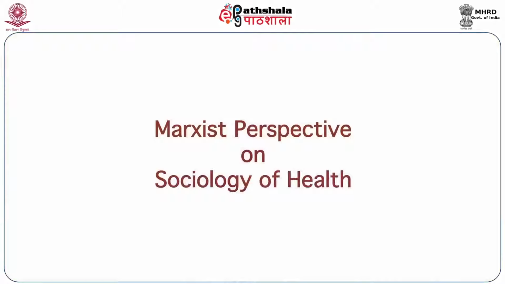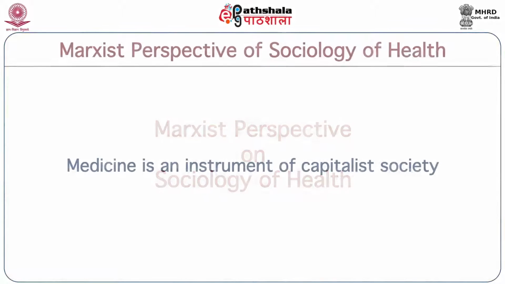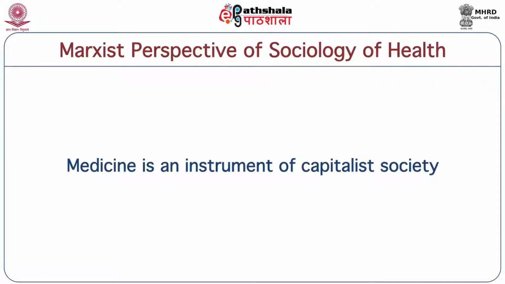When you look at each of these perspectives, say for instance, the Marxist perspective, or political economy, Marxists believe that medicine is an instrument of capitalist society. Medicine reproduces the class structure, the dominant social values of a particular class, and therefore Marxists emphasize the economic dimensions and economic structures that influence disease causation.